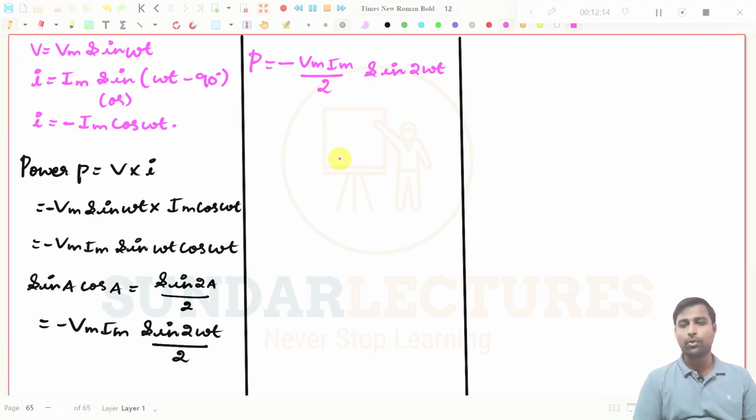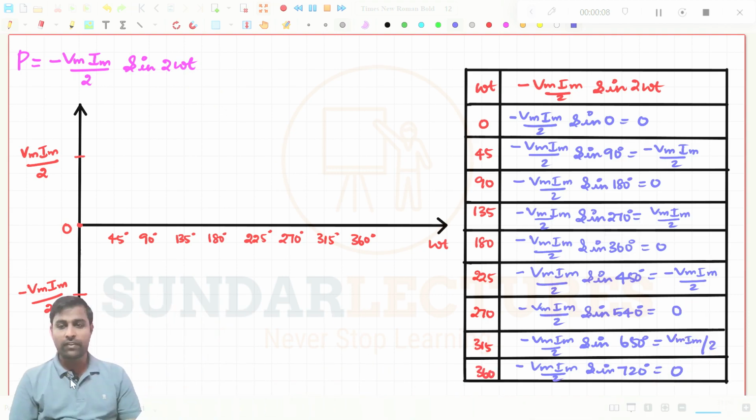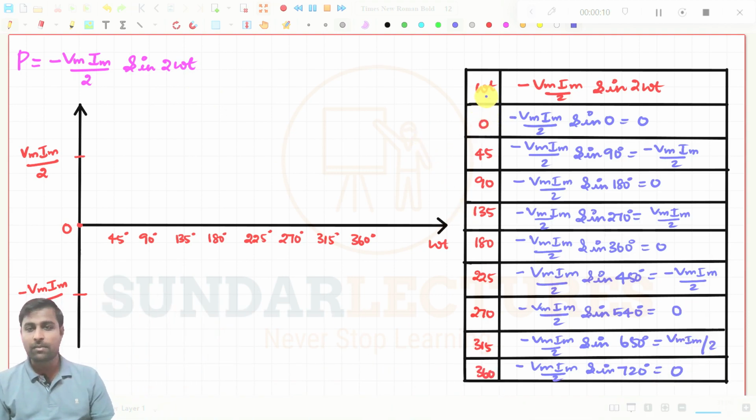So now what we can do, we just try to substitute all these values in the graph by substituting omega t value, right? If we substitute the omega t value, then we will get so many values. So we try to plot that in the graph now. So we have taken the power expression, that is minus Vm Im by 2 sin of 2 omega t, right? What we have done is just substitute the omega t value in this expression. See, omega t is equal to 0, then it becomes sin 0. So sin 0 will be 0. So the whole expression becomes 0.